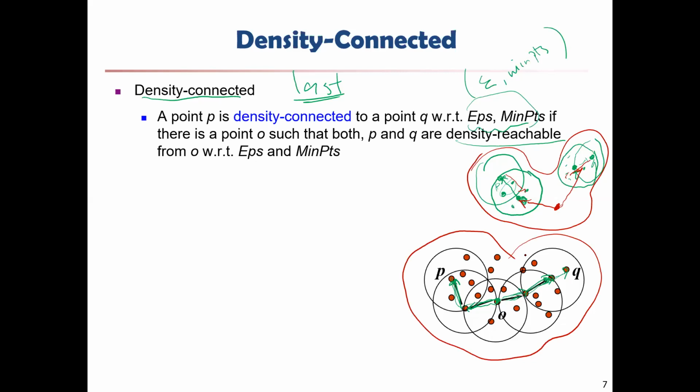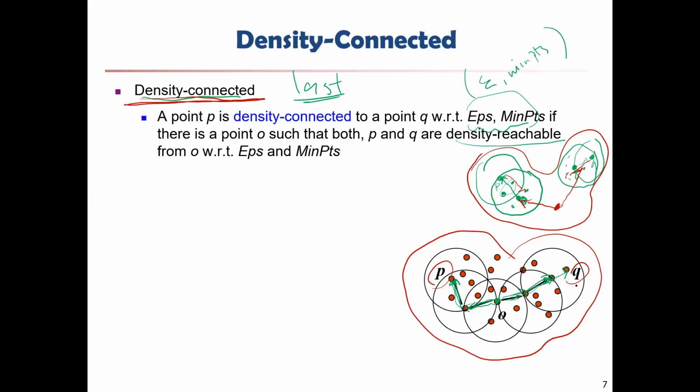So we are going to call this concept density connectedness. But you are not reachable in any way. You are not directly reachable. You are not density reachable. You are just density connected. P and Q I'm talking about. I hope it is clear now.